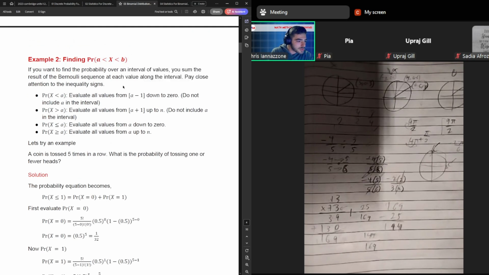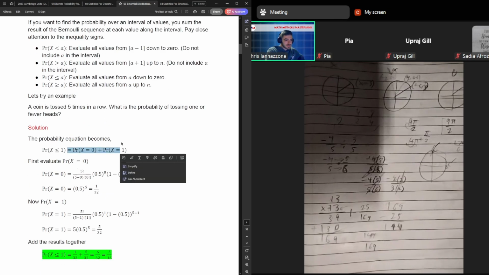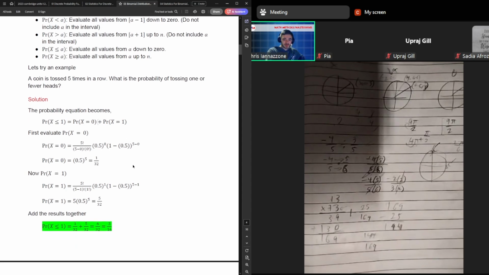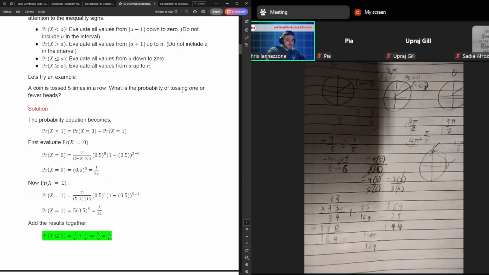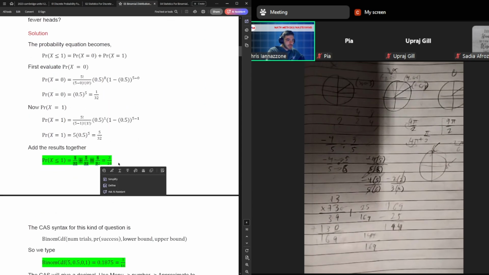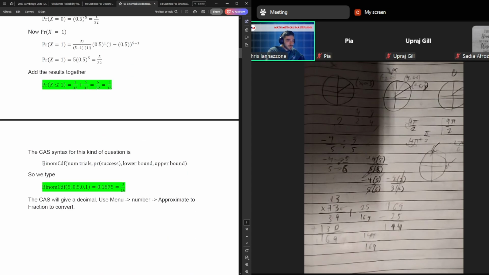So, probability over an interval. Kind of like with the old discrete, which was just add all the probabilities in that sequence. You do the exact same thing, but because each of these are solved by Bernoulli sequences, you're now solving a sequence of Bernoulli sequences. So you do the x equals 0, 1, then you do the x equals 1, 1. In this case, we're trying to toss one or fewer heads. So that's why it'd be x equals 0, x equals 1. Add them together, and that's it.